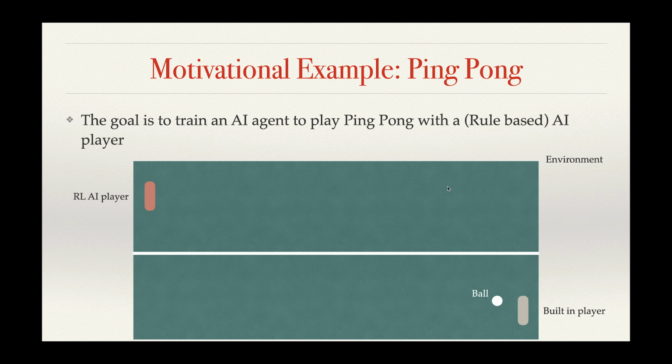So we have the environment, which is the ping pong game. We have here first our player, which is the AI player. This is the PC player. This is the ball, which is basically important, of course, for the state.